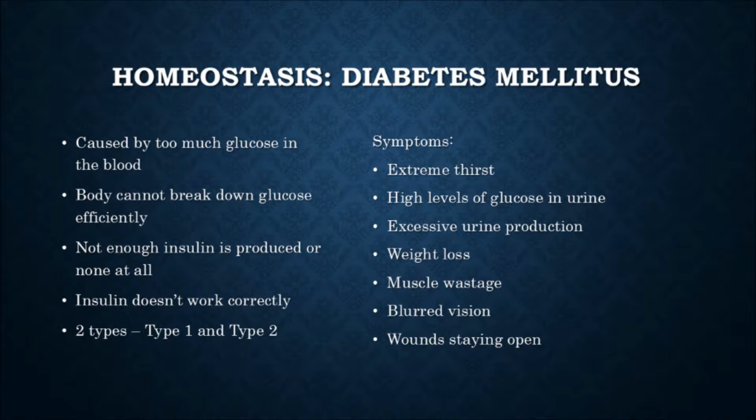Diabetes mellitus is caused by too much glucose in the bloodstream or the inability to break down glucose efficiently. This is due to the amount of insulin being produced being insufficient or no insulin being produced at all. There are two types and both have similar symptoms, which include high levels of thirst, high levels of glucose in the urine, more urine being produced, weight loss and muscle wastage, blurred vision and wounds staying open.